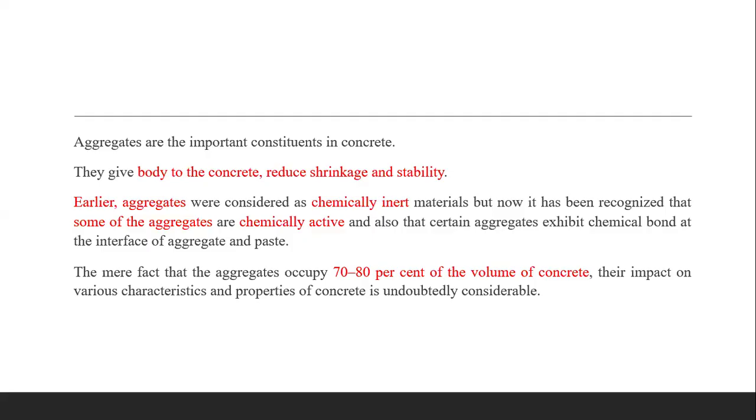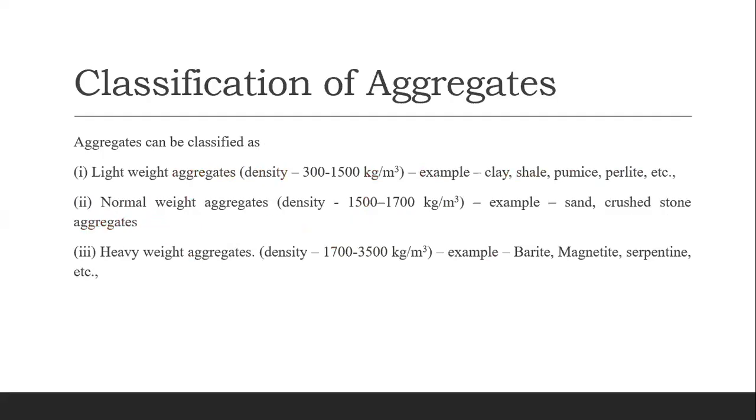Earlier, aggregates were considered to be chemically inert, which do not have any reaction with the cement paste. But nowadays, due to the presence of artificial aggregates, these aggregates tend to react with the cement paste and alter the mechanical properties of the concrete. So they are called chemically active aggregates, which have positive as well as negative impacts on the mechanical as well as durability properties of the concrete. Let us see one by one in detail.